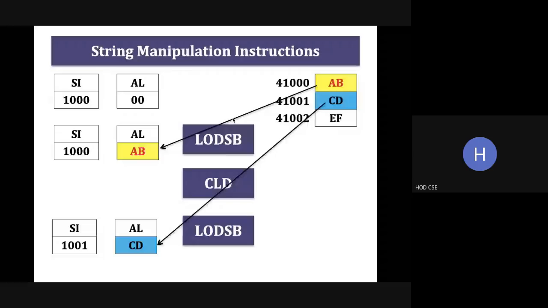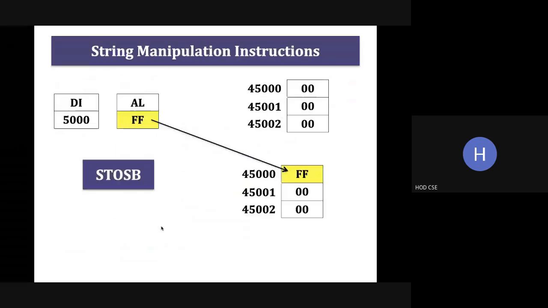So AB is transferred to this AL register. Okay. So next is, since I have used the CLD, this address will be incremented. So the next data available in that memory location, that is CD, will be transferred to this accumulator. Okay. So suppose if you write this as a counter program by a loop program, nearly 1000 or n number of data can be transferred from the memory location to the accumulator for processing.